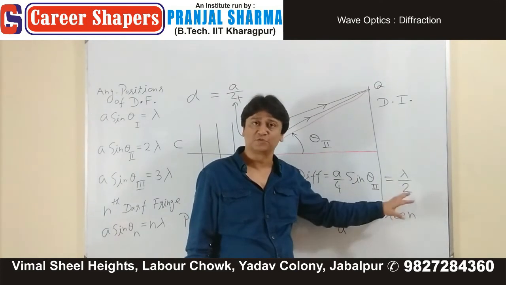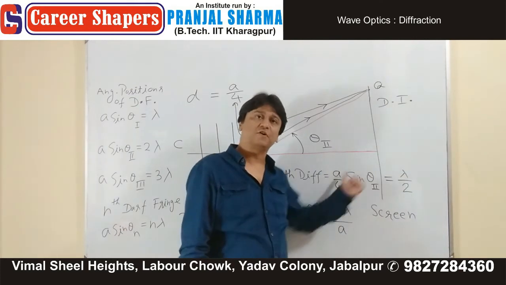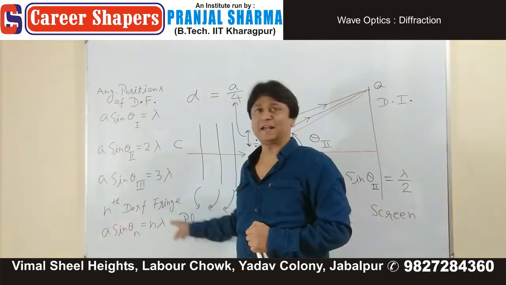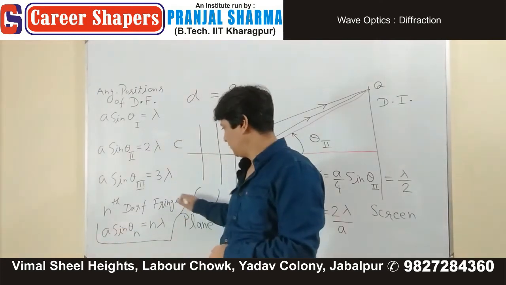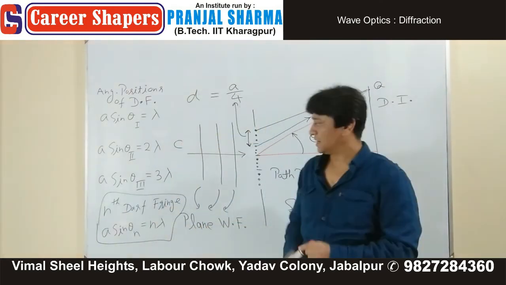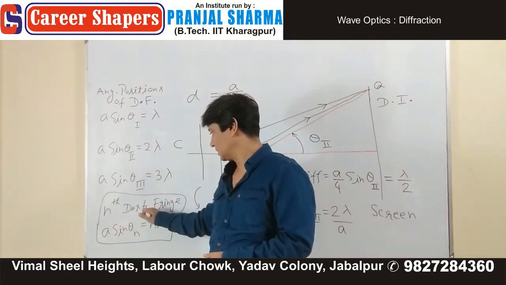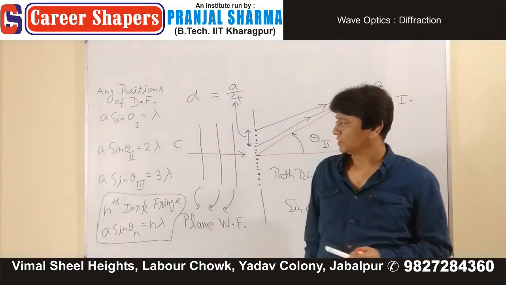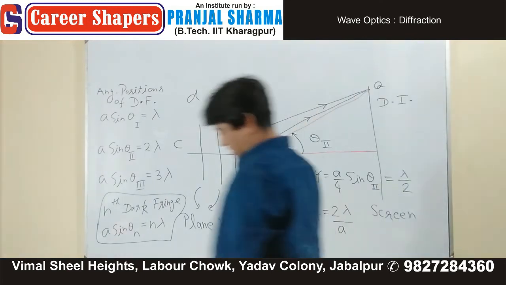That's what is happening. Every time the path difference is lambda by 2. But this transfer of 4, transfer of 6, transfer of 8 is giving us a look of n lambda type. This is the formula for dark fringe position. Dark fringe position. Note down this.